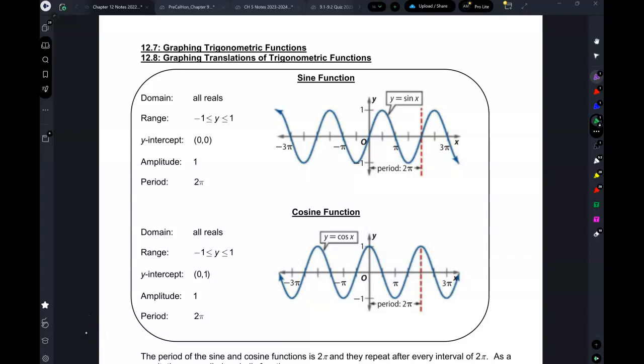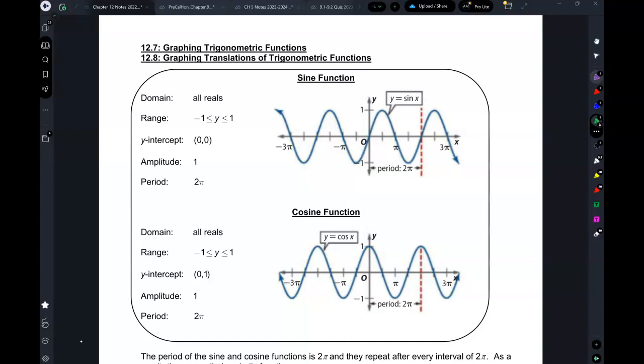Start here. Oh, hello. Welcome back. Okay. What class was the other one? Oh, yeah. Yeah. Graphing sine and cosine functions, right?